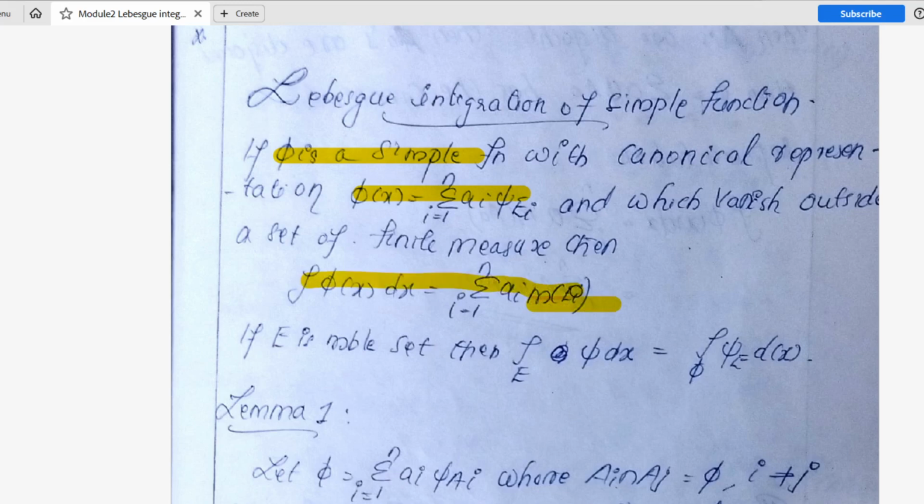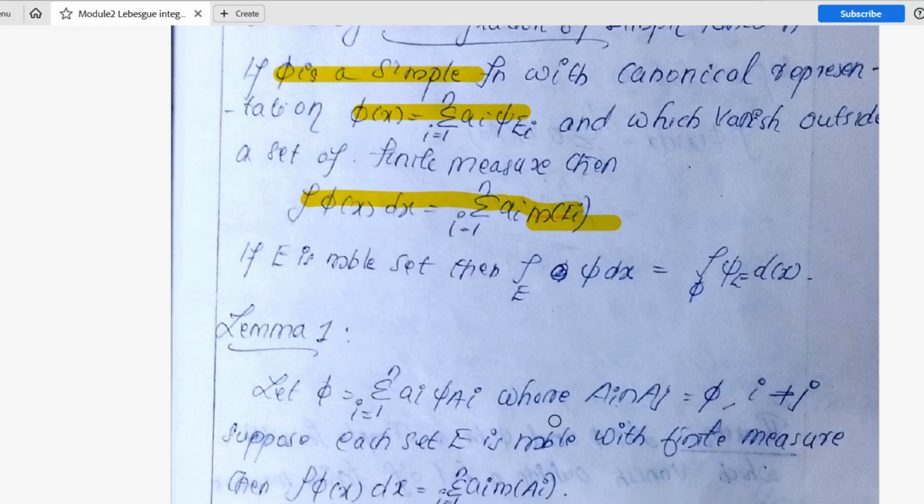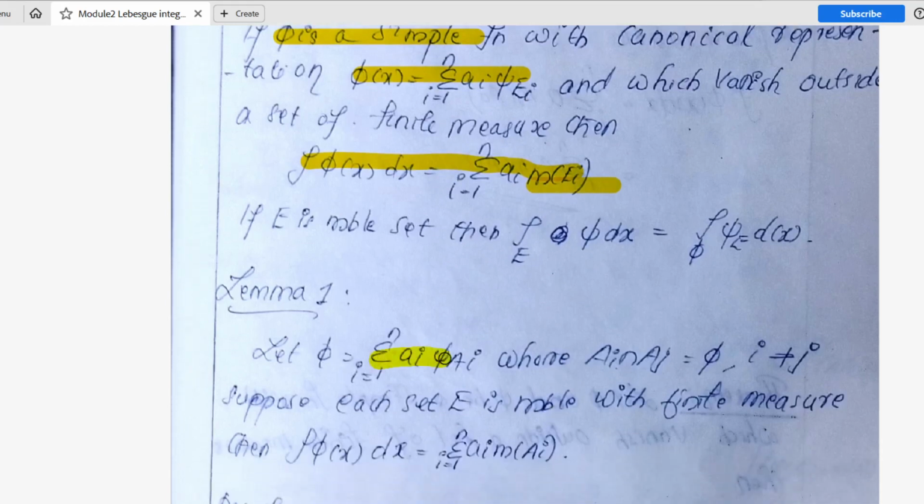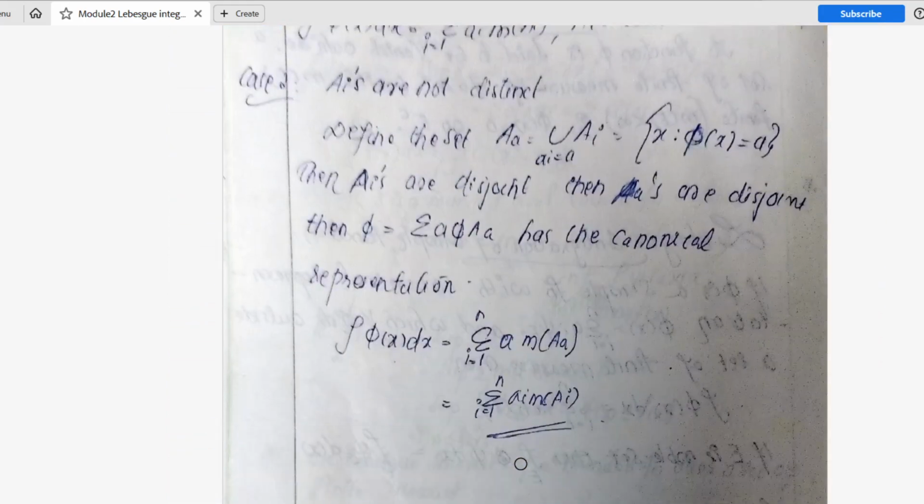So using this we are going to prove certain things. Further, if A is a measurable set, then integral over A of phi dx is equal to integral of phi psi of E dx. So first we have a lemma. Let phi be equal to sigma a_i psi of A_i, where A_i intersection A_j is empty for i not equal to j. Suppose each set is measurable with finite measure, then integral of phi of x dx is equal to sigma a_i m of A_i. The proof we can see in the coming class.